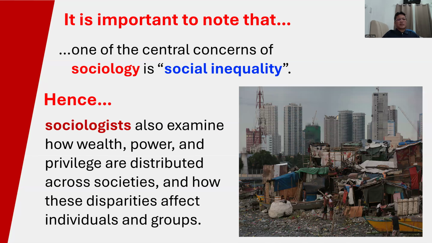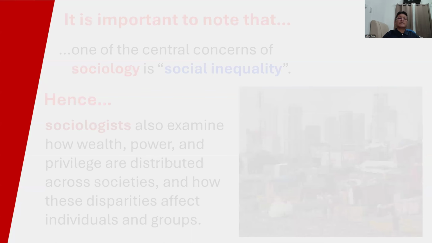Hence, sociologists also examine how wealth, power, and privilege are distributed across society and how these disparities affect individuals and groups. That is why there's this famous sub-branch in sociology we call political sociology, looking at the political spectrum from the vantage point of sociology. Issues about power, for example, wealth distribution and things like that are also dealt with in sociology.